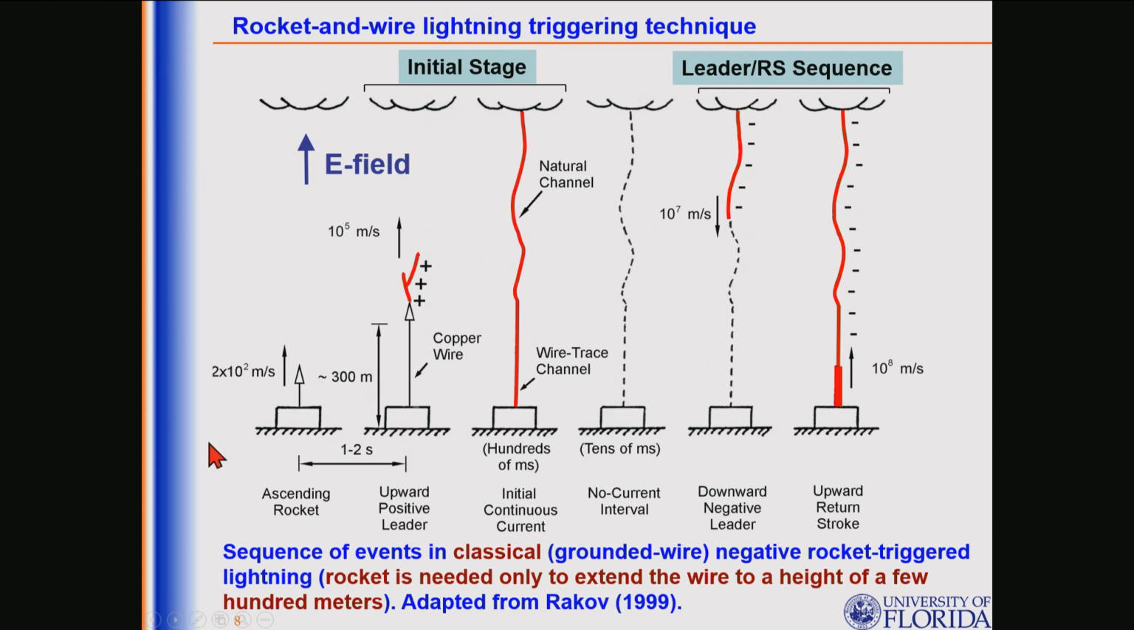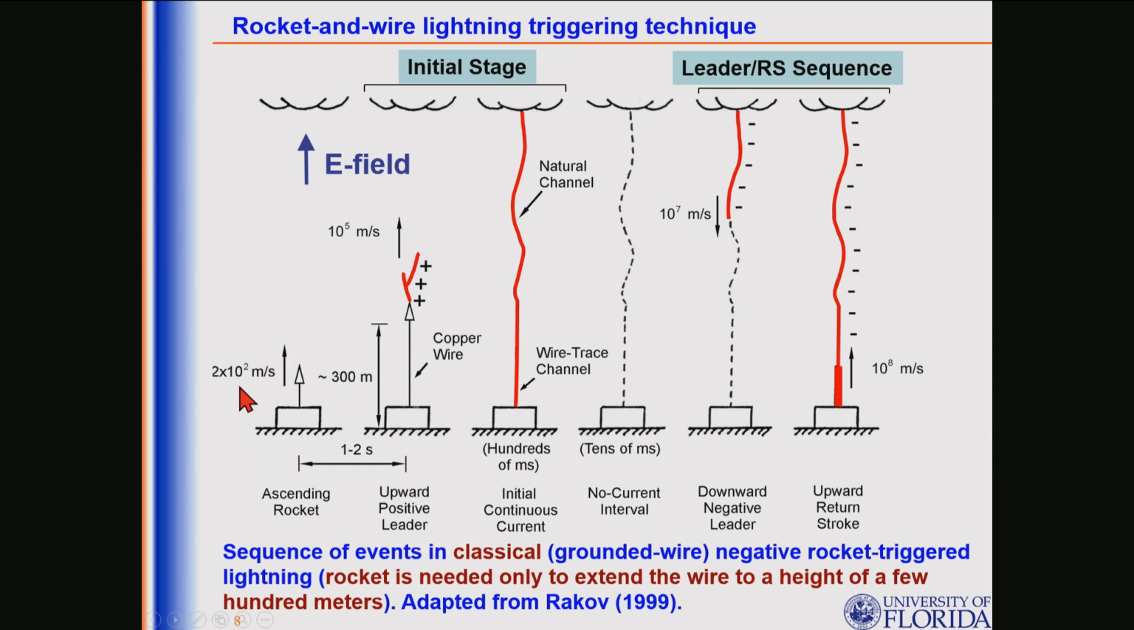This slide shows the sequence of events in classical negative rocket-triggered lightning. When I say classical, this means the triggering wire is grounded. It can be ungrounded, floating. For this polarity of lightning, and polarity here is determined by the polarity of charge effectively transported to ground, the direction of the electric field vector is upward.